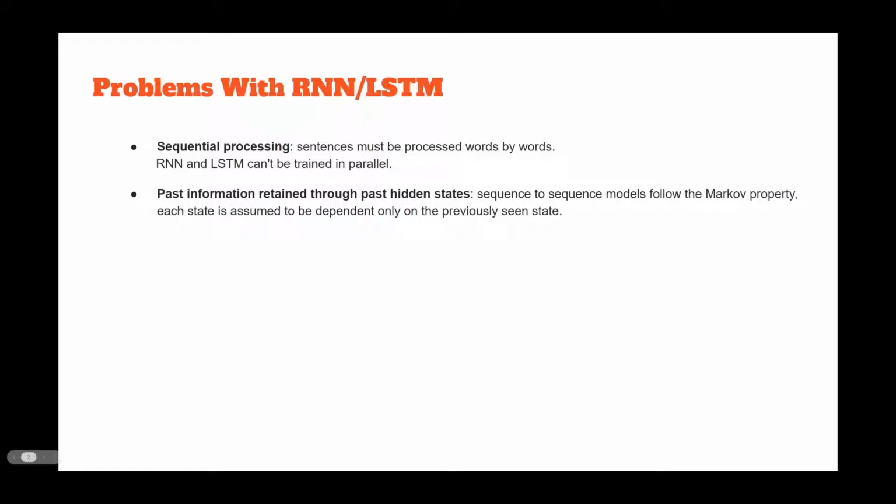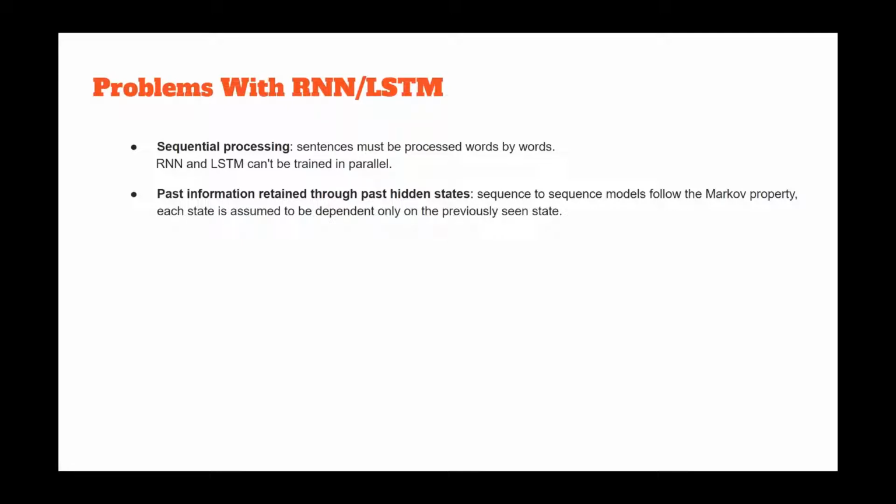In this lecture, we will go through what are the problems with RNN and LSTMs. So there are mainly two problems. The first one is about sequential processing. Sentences must be processed word by word in case of RNN and LSTMs. So RNN and LSTMs can't be trained in parallel because of that.